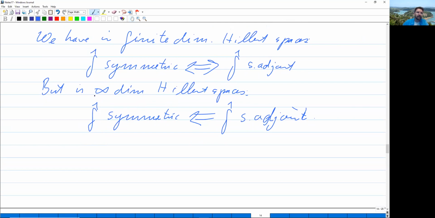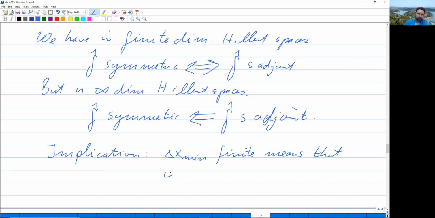But this also has an implication. This has a fundamental, it has opened up the window to something important. Namely, it turns out that the delta x minimum, which is finite, means, and this functional analytic issue here, that symmetry is not the same as self-adjointness, that is at the heart of it. Delta x minimum finite means that psi of x is band limited.